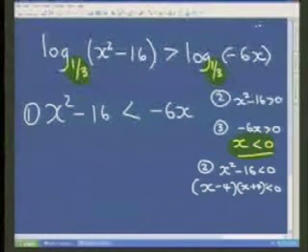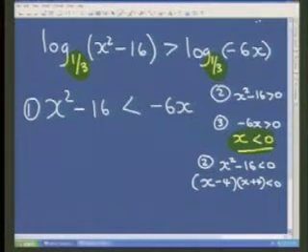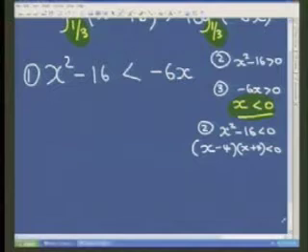And now, solving this, there are various ways of doing it. Different teachers teach different methods, or some of us teach all the methods, and then you can decide which one you want to use. But one of the methods we use is by saying our critical values, and the critical values are the values that give you 0 in each bracket.